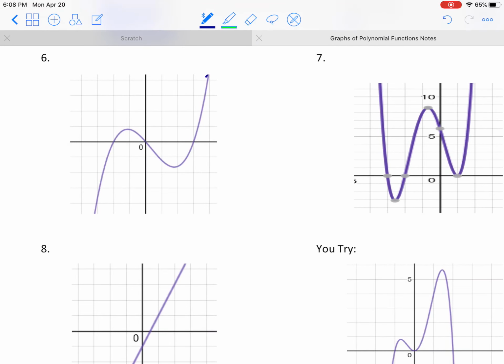Spell. Maximum. Okay? Number 6. So now what can we tell by looking at this function? Well, because one end is going up and one end is going down, I know that this is going to be an x to some odd power here, and I have 1, 2 turning points. So that means the degree is likely going to be a degree of 3 and a positive coefficient here. So that's just by looking at this, the things that you should be able to identify.